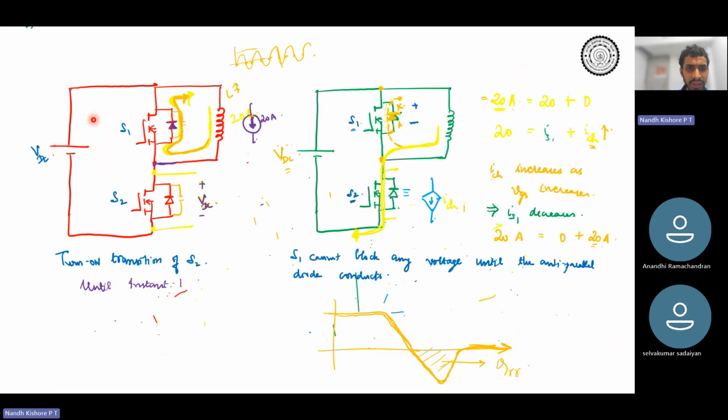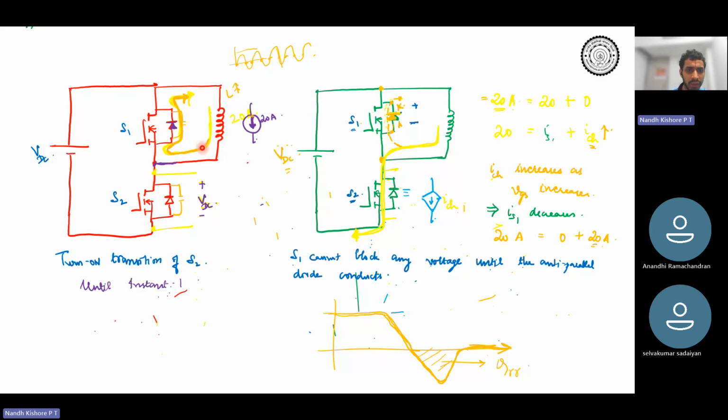Let's take the double pulse test setup that we have been seeing so far, and let's assume that S2 is turning on, right? The lower device is turning on. Initially, the device was off, therefore the entire inductor current was freewheeling through the anti-parallel diode of the top device S1, right? And since this device is in conduction, you know that the voltage would be entirely appearing across S2. That was the initial condition.